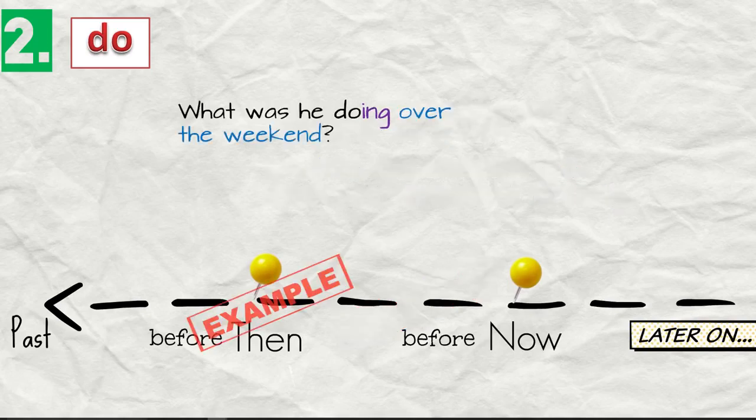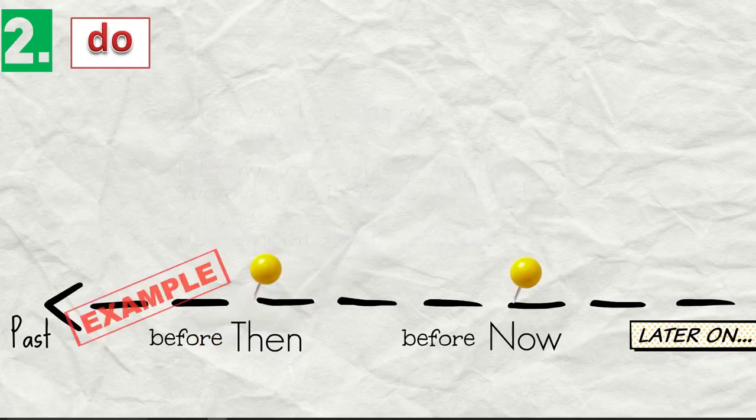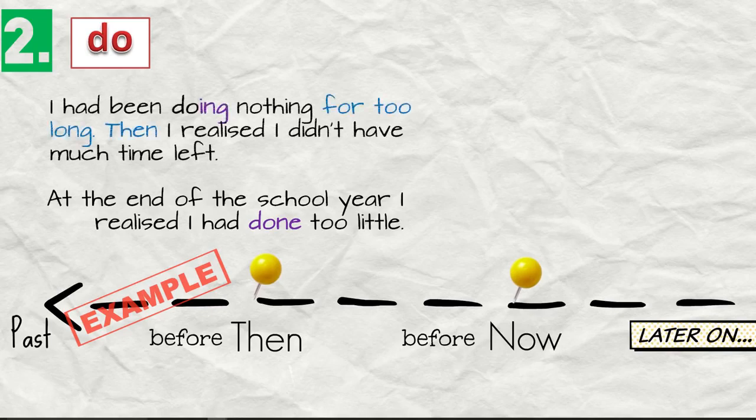What was he doing over the weekend? I did my homework yesterday. You didn't do it at the weekend, did you? He did nothing last weekend. And before then, examples. At the end of the school year, I realized I had done too little. I had been doing nothing for too long. Then I realized I didn't have much time left.